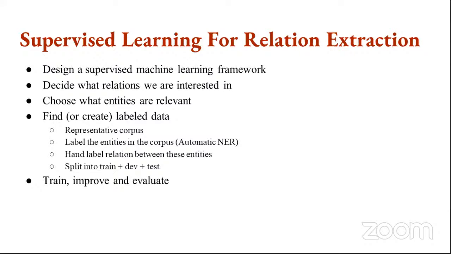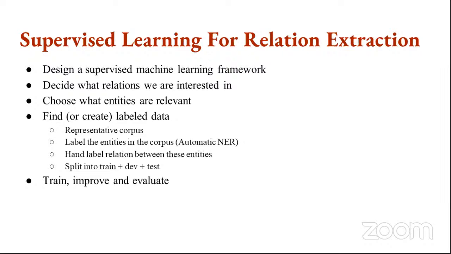So basically, this is a standard machine learning procedure. In machine learning, the data set is divided into three portions: training, development, and testing. Training data is used for training the model. The development data is used for fine-tuning the parameters of the model. And finally, the testing data is used for predicting the performance of the model on unknown data. So: train, improve, and evaluate.